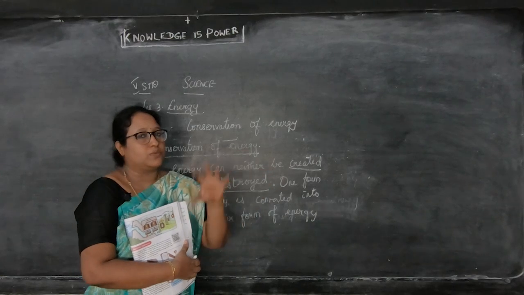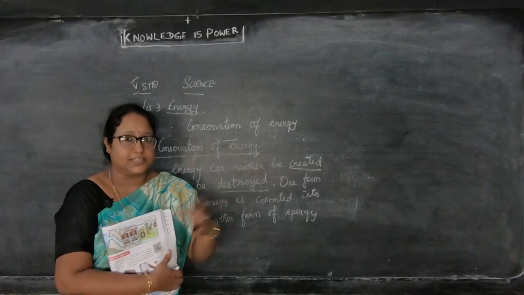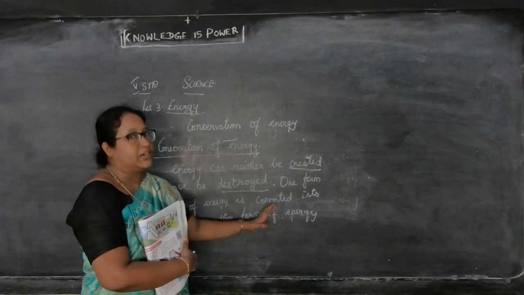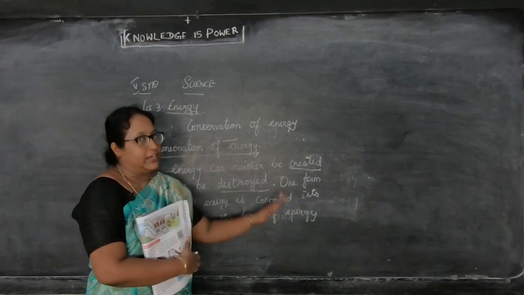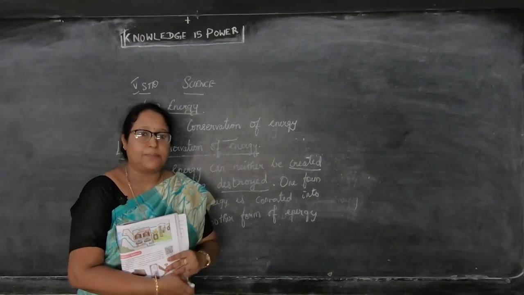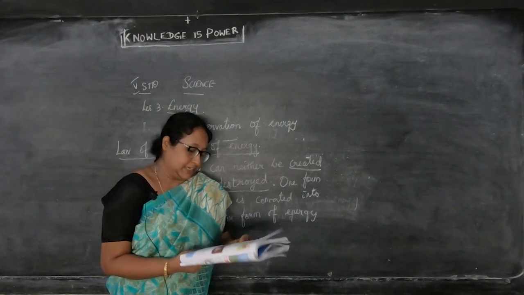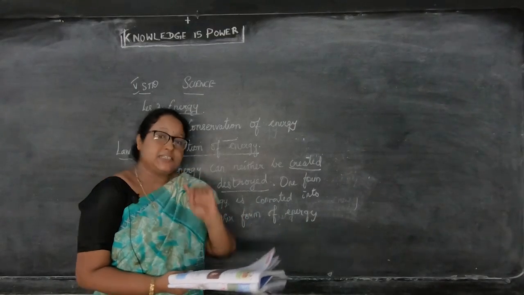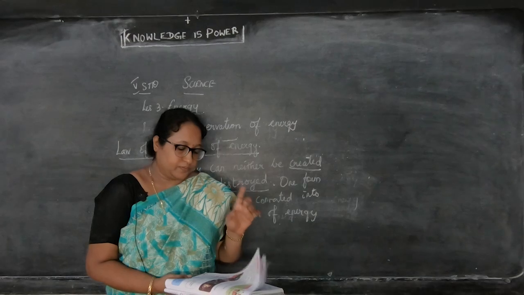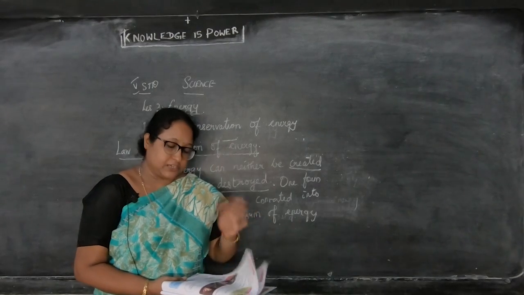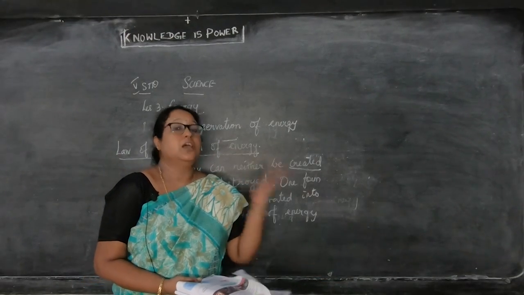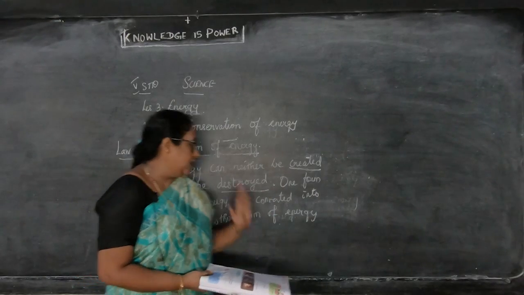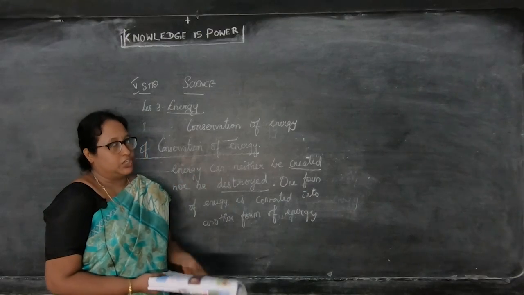ஒரு ஆப்ஜெக்ட் இருந்து இன்னொரு ஆப்ஜெக்ட்க்கு, ஒரு ஃபார்ம்ல இருந்து மாத்தலாம். ஓகே, so one form of energy is converted into another form of energy. ஒரு ஆப்ஜெக்ட்ல இருந்து இன்னொரு ஆப்ஜெக்ட்க்கு சேஞ்ச் பண்ணலாம். So see here, energy cannot be created and cannot be destroyed. It is changed from one form to another form or transferred from one object to another object. So this is called as a law of conservation of energy.